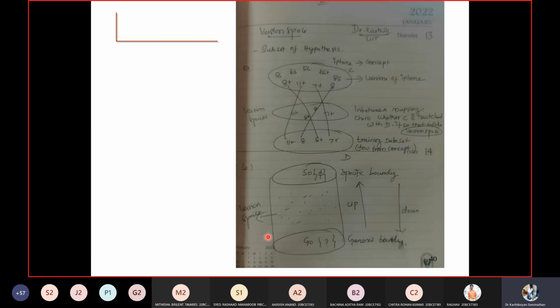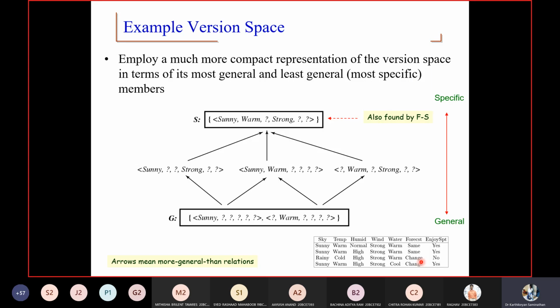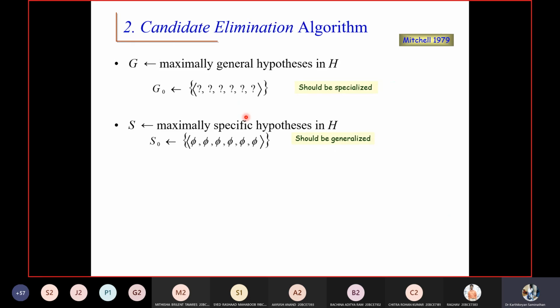If you want to move from general to specific, you move forward. If you want to come down, you need to travel from specific to the general boundary. That is the version space mechanism. Generally these two can be represented with the question mark for the general one, and the phi symbol for the specific one. That is the candidate elimination algorithm. G0 is the general hypothesis in the hypothesis set. S0 is the specific hypothesis from the hypothesis set.